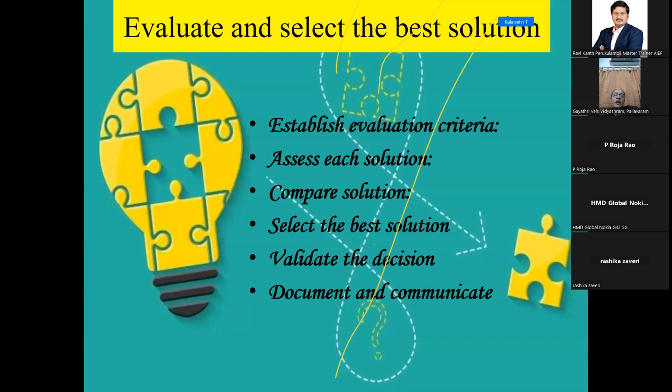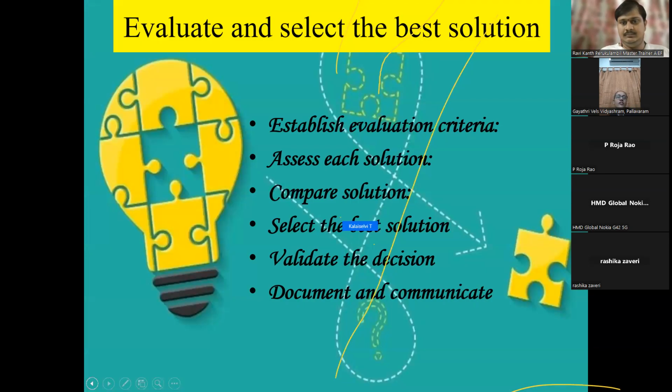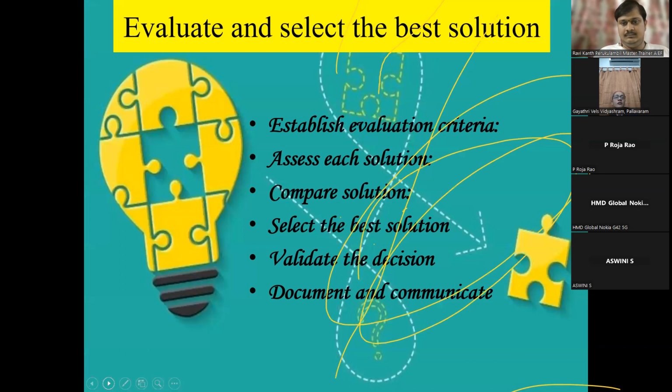Am I clear on evaluation, how we can evaluate a solution and how we can find the best solution? What is the next step we saw, the final step? Define a problem, generate, and the final step is... 4 steps we have seen. Implement, right? Very good. Thank you. Implementing and following up the solution. So next slide, sir, please.